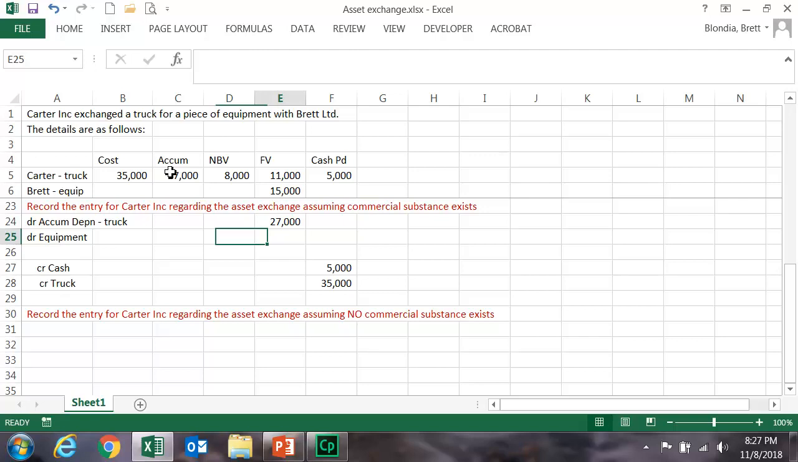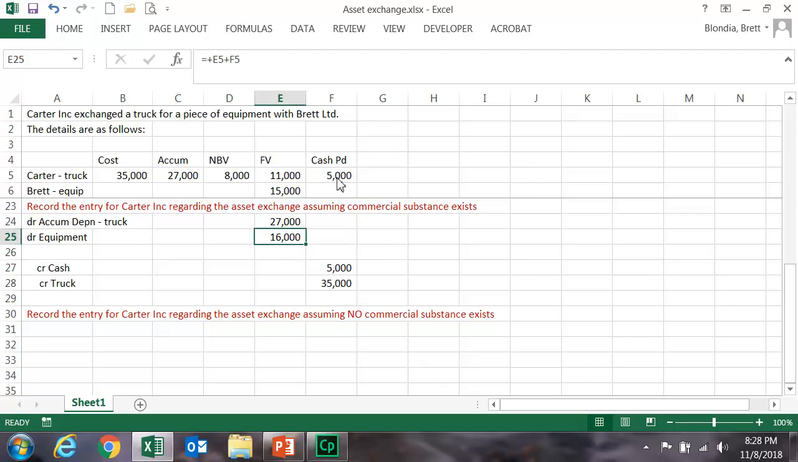Now, once again, this has commercial substance, so we will debit the equipment at the fair value of what we gave up. But it's the fair value of what Carter Limited or Carter Inc. gave up. So in this case, Carter Inc. gave up a pickup truck with a fair value of $11,000 and gave up $5,000 cash. So I'm going to add that $5,000 cash in, right? Which means Carter gave up a value of $16,000.